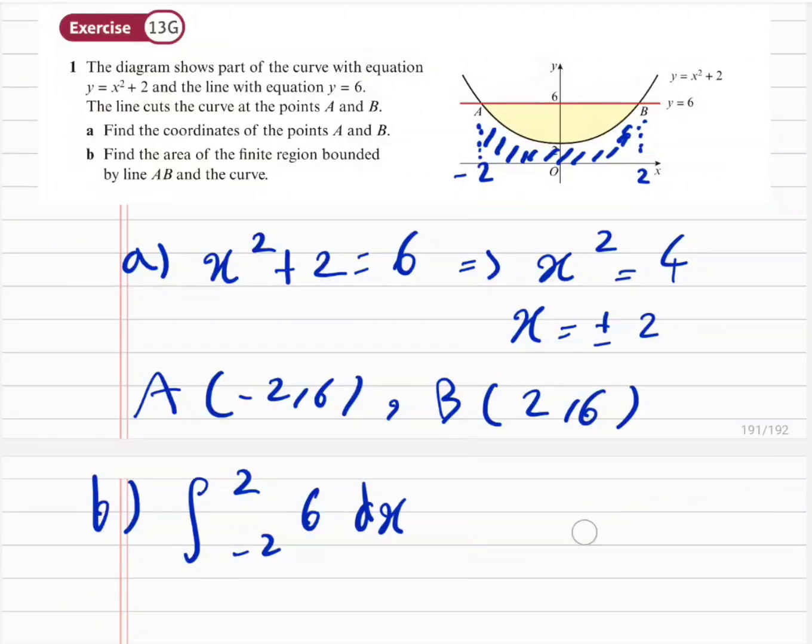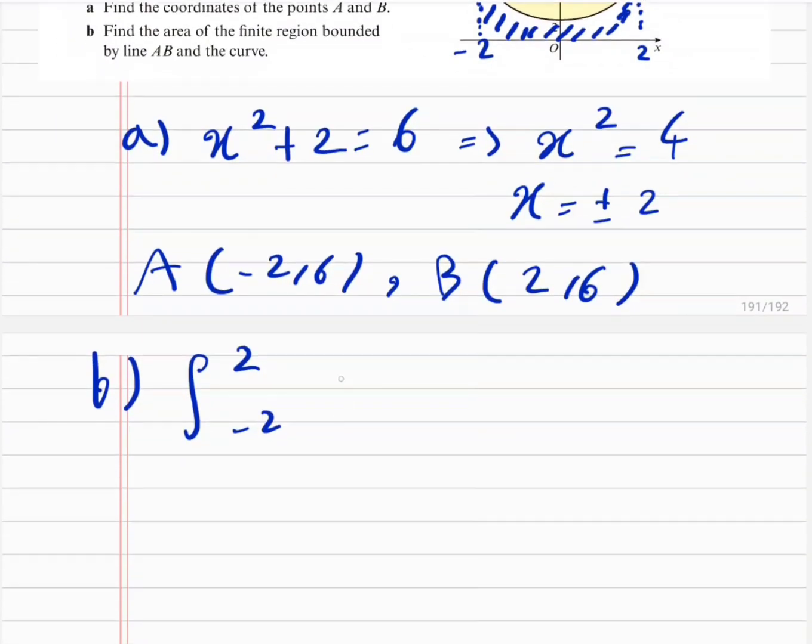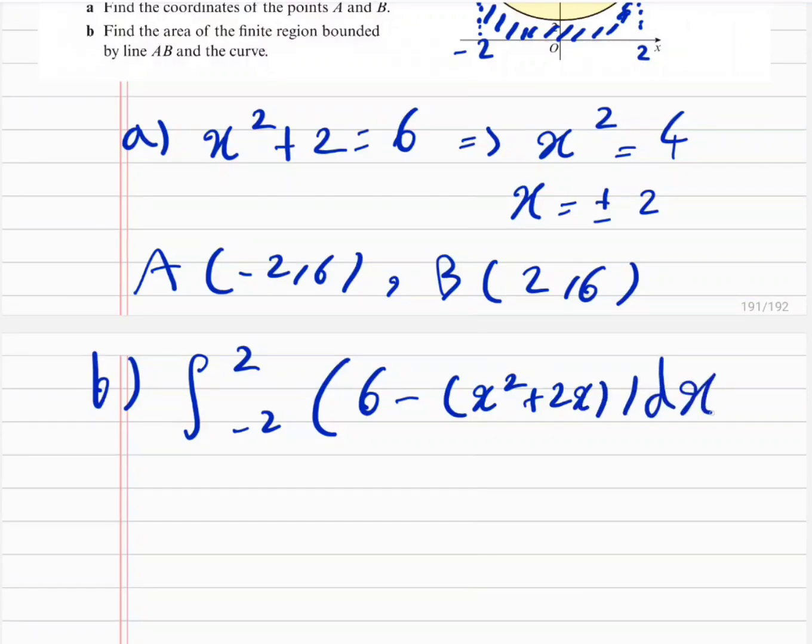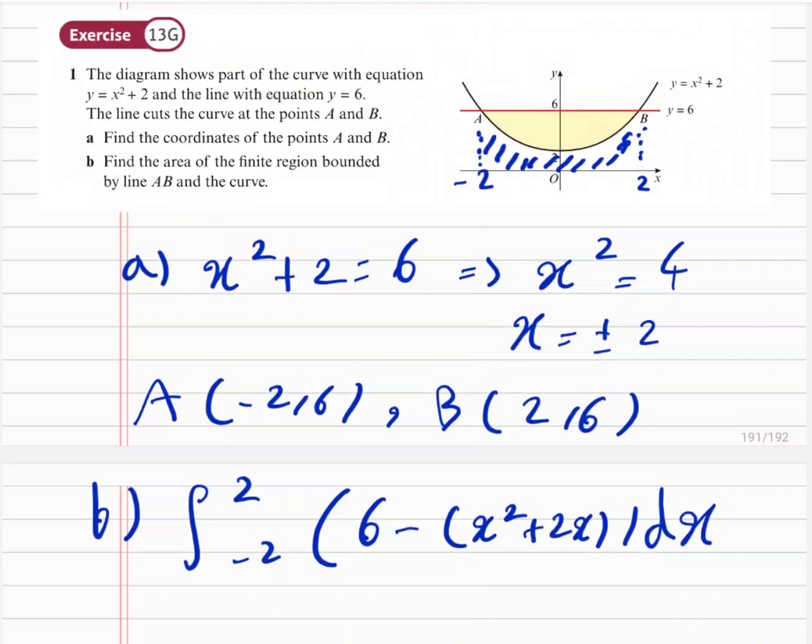Okay, with that said, it's now time to set up the integral and solve it. All we need to do is write the integral of 6 minus (x squared plus 2) dx, and then integrate this. The reason we subtract is again because we simply want the area of this region. So we can do the subtraction inside the integral.